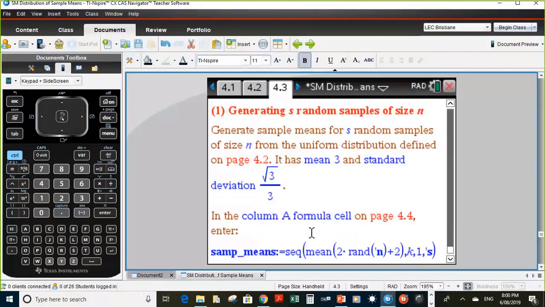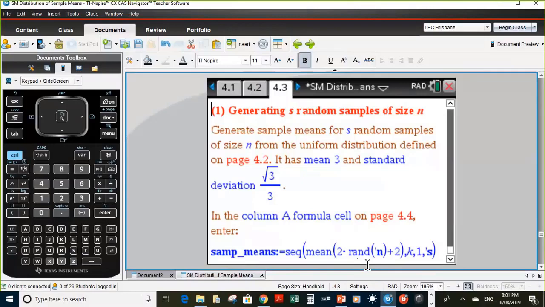In the column A formula cell on page 4.4, we've assigned the sample means to be a sequence, and it's the mean of 2 times rand n plus 2. The sequence is called K, and the sequence goes from 1 to S, and you've got control over the S value. Where does this 2 times rand n plus 2 come from?